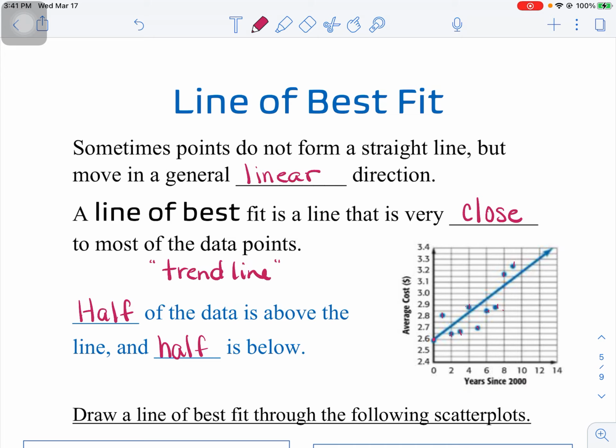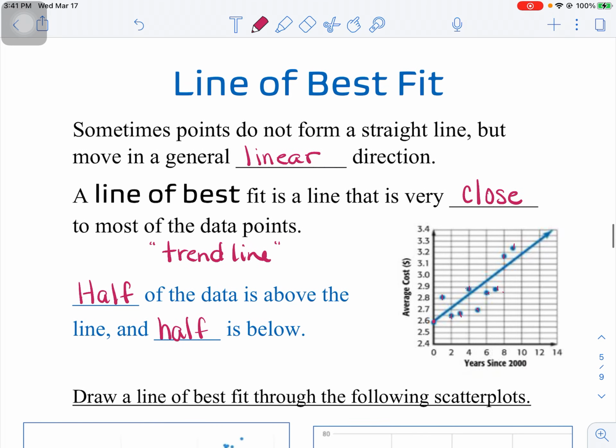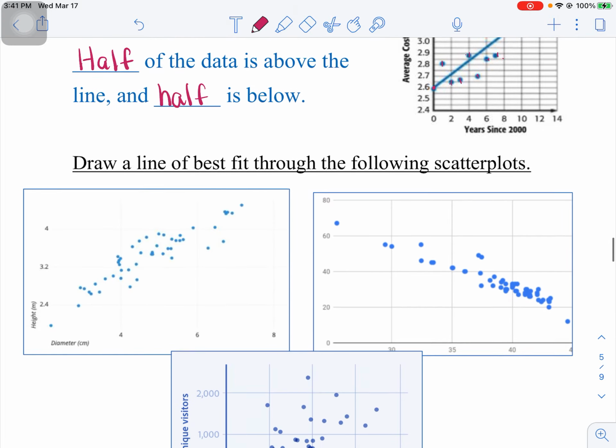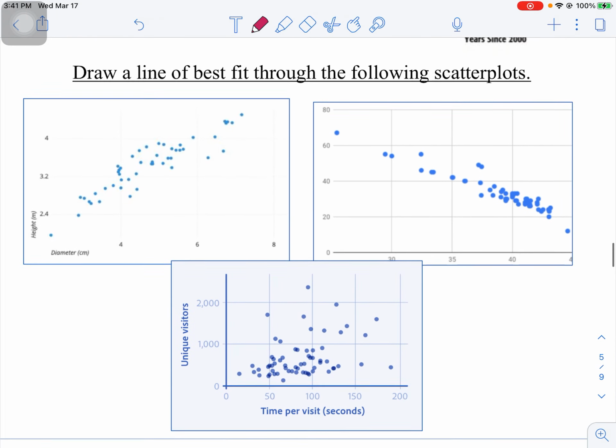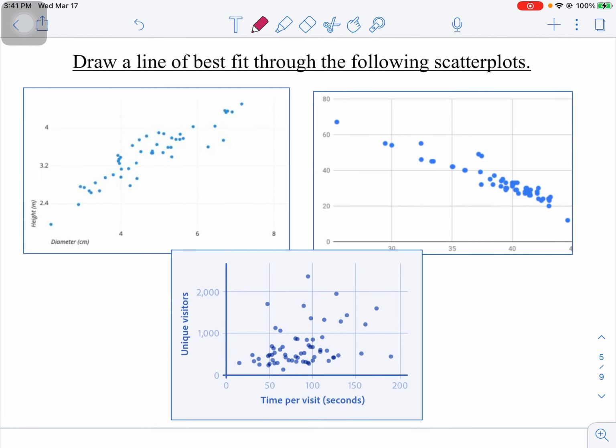Now, these are actually linear because they're perfectly straight lines, and we're going to learn later how to make an equation for a line of best fit based on data. And you know how to make equations in slope-intercept form, so it becomes very easy. So on these particular ones, we're going to draw a line of best fit through the data.